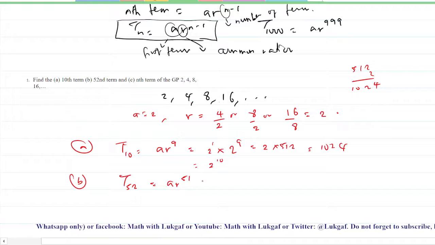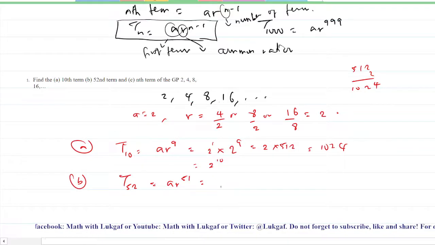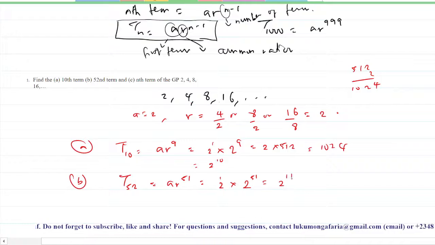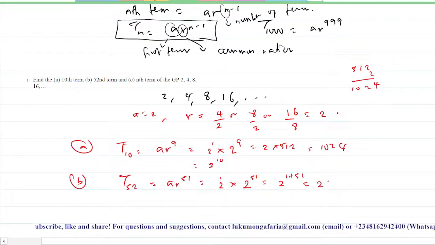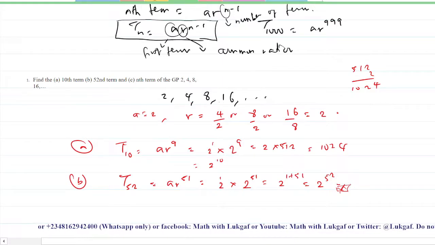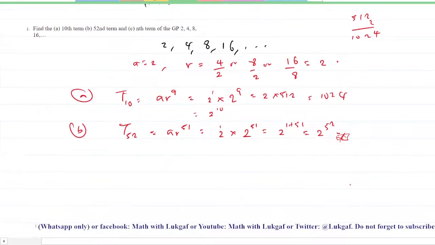So this guy is going to give me 2 multiplied by r, which is also 2 raised to power 51. So when you apply your laws of indices, 2 raised to power 1 plus 51 is equal to 2 raised to power 52. So if you like, you can leave your answer in this form, and if you like, you can press your calculator. But it is advisable, when you have a bigger index, to leave your answer in index form.